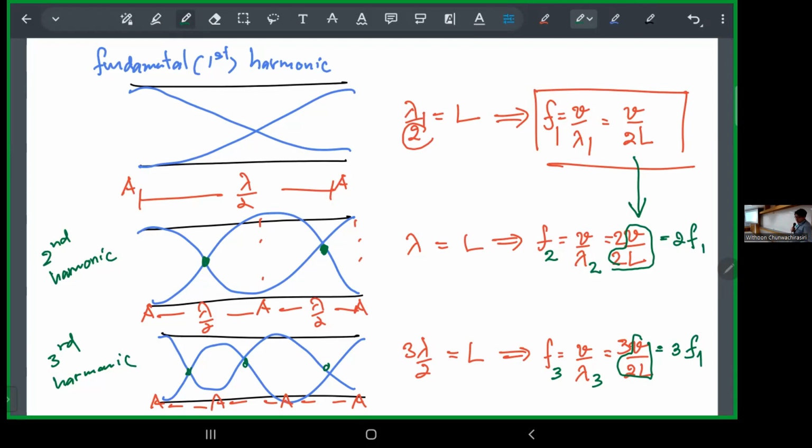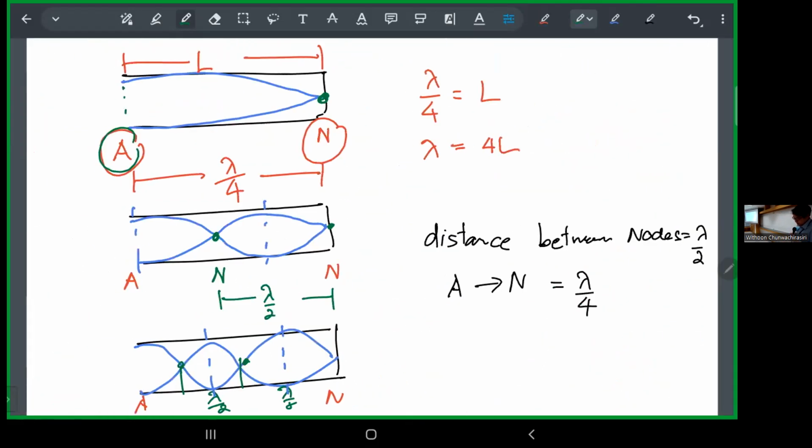That's what it is. And with that, why do we care so much about this? Because we need to communicate. So if you look carefully with this, we have the fundamental to be V over lambda, and it's going to be V over 4L. So last question of the day, guys. What should be the next harmonic for this one open, one closed?